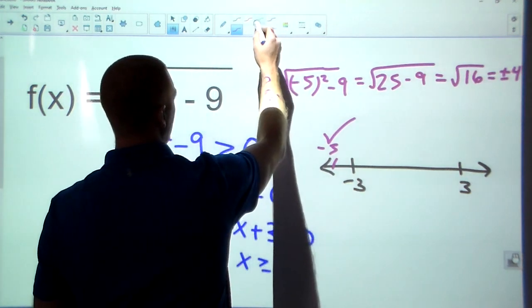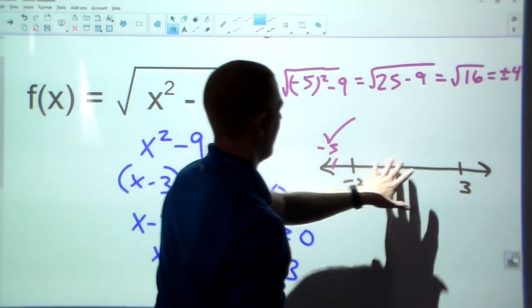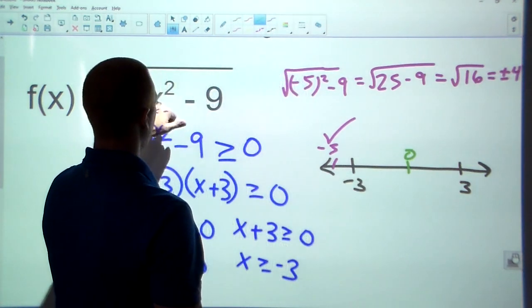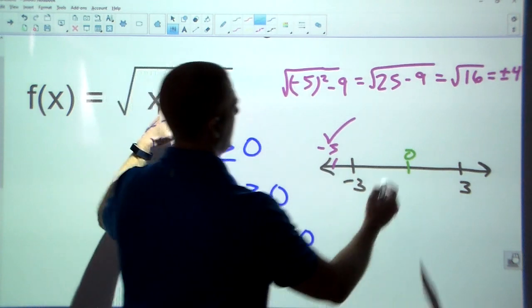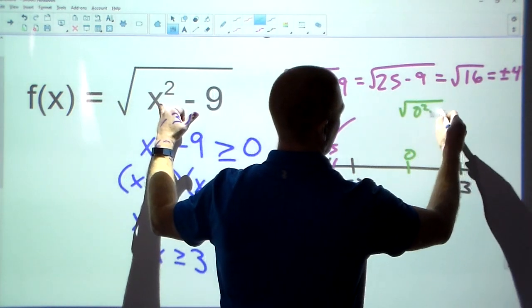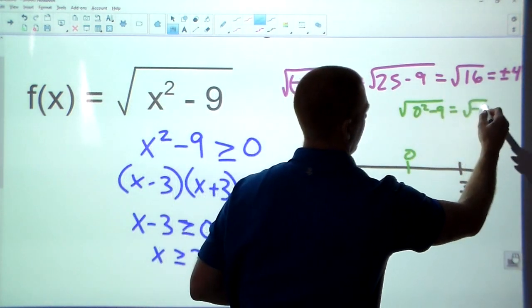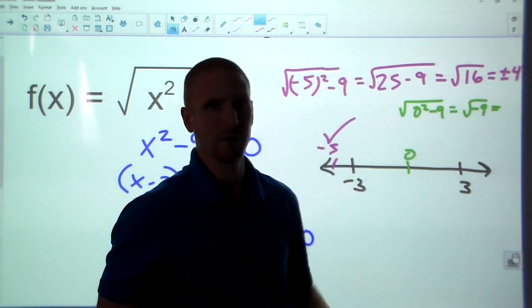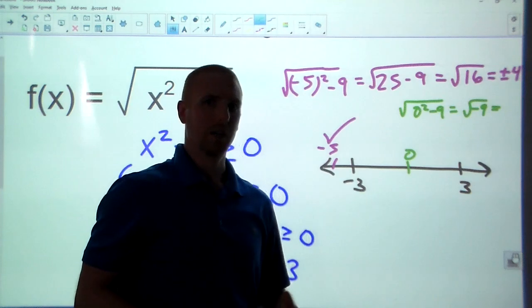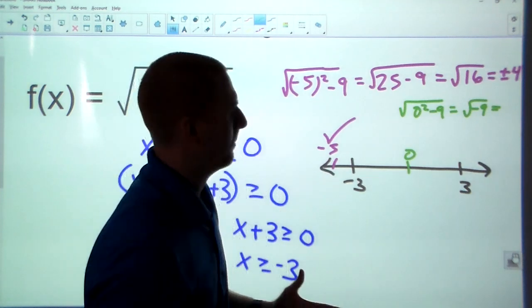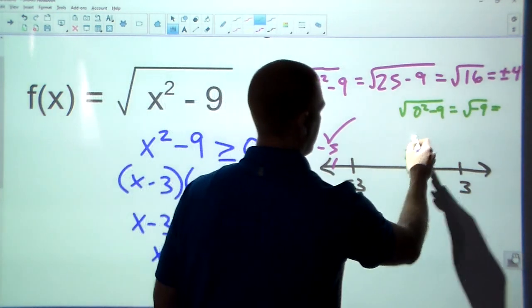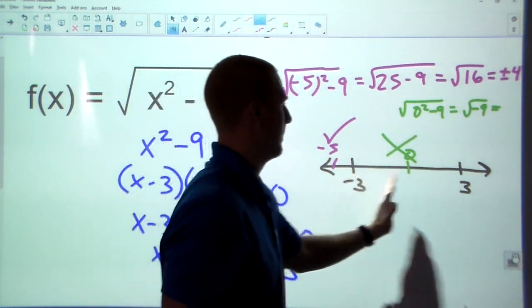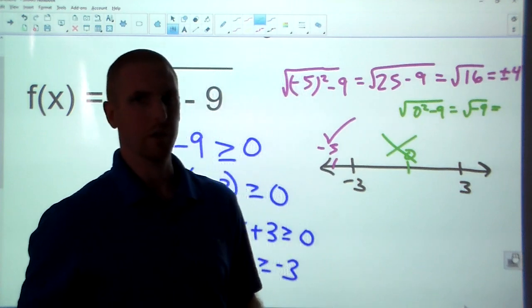So let's try something in between. I've kind of got a feeling it's probably not going to work. 0 is a good one. It's right in the middle. If I put in 0 for x right here, 0 squared minus 9, that would be the square root of negative 9. Well, it's not. I'm going to stop there. It's not real. Square root of a negative, you get into complex numbers. It's not real. So it's not going to show up on a coordinate plane. It's not going to show up on a number line. So numbers that are in between negative 3 and 3, they're not going to show up on here.